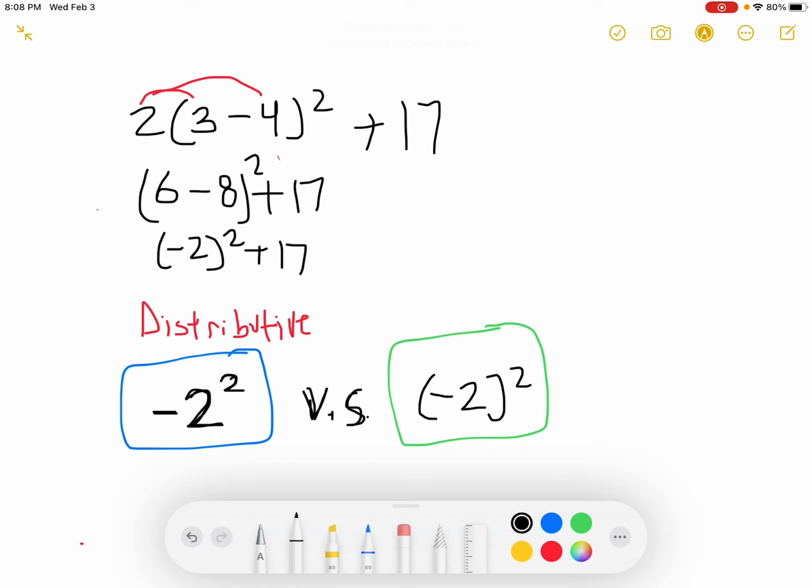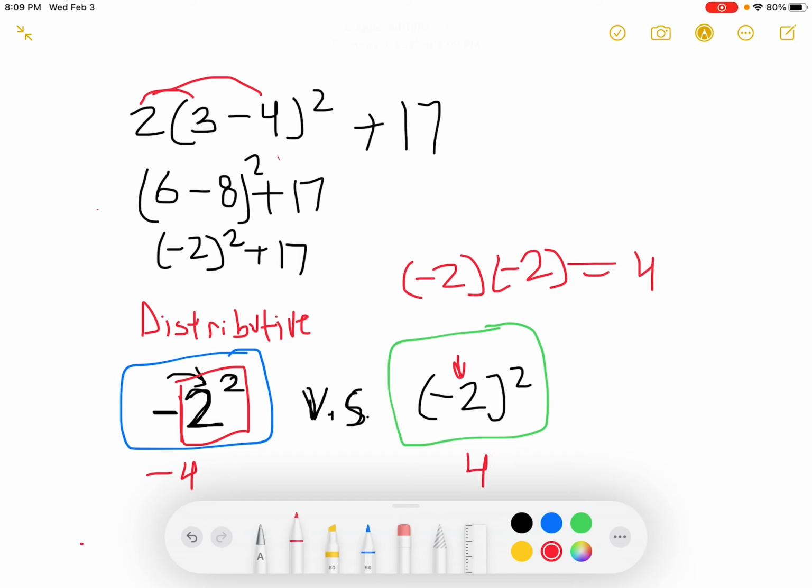If there's no parentheses, then you will first not think about the negative for a second. So just 2 squared, and then you add the negative later. So -4. But for the parentheses, the negative is included, and when you do -2 times -2, like I already said, negative times negative is a positive 4. So that's the difference. So here we're going to have positive 4 because there's parentheses. Plus 17, and we get that the answer is 21.